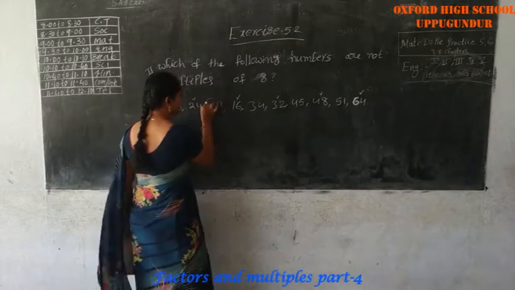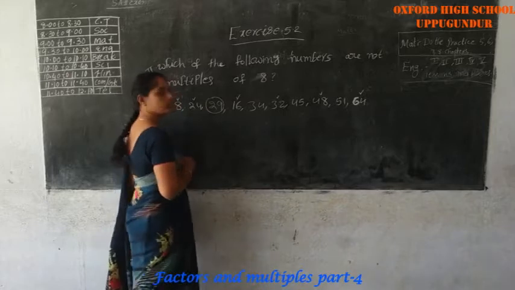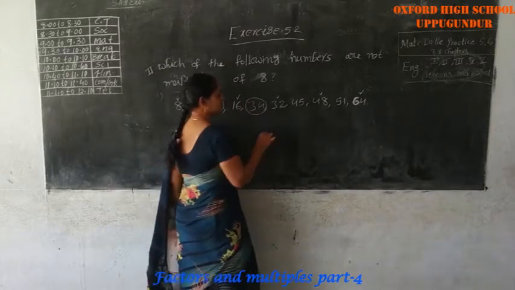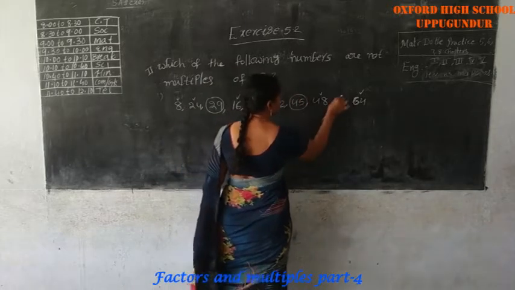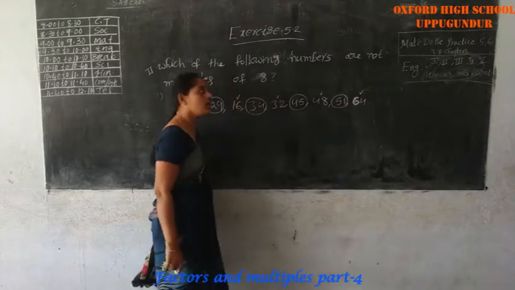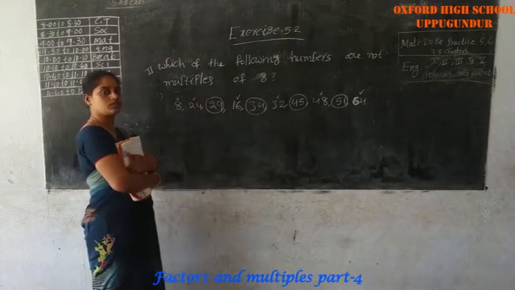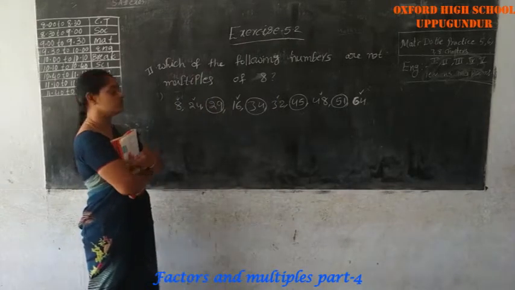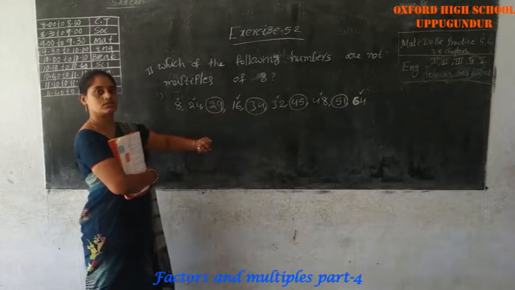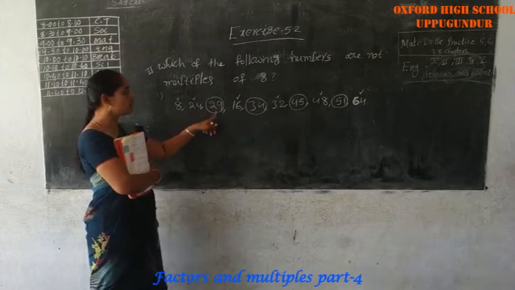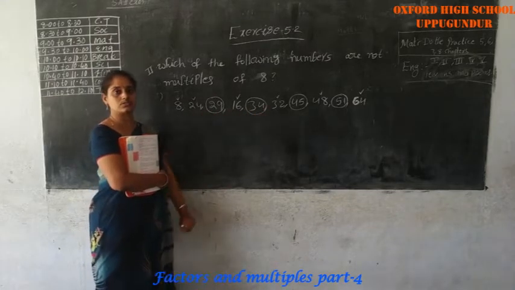See, 29. Not a multiple of 8. Next, 34. Next, 45. Next, 51. These are not multiples of 8. Okay, not possible in the 8 table in these values. Okay, is it clear, ma?